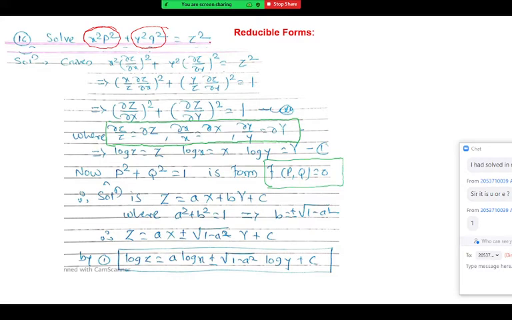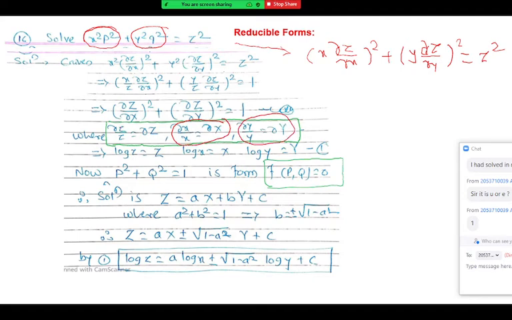Suppose this example can also be reduced to form 2, the p, q, z form. Suppose you are not interested in reducing it to form 1, what you can do is write it like this: (x ∂z/∂x)² + (y ∂z/∂y)² = z². Is it okay? We are not taking z on the left-hand side. Now we are going to use the substitution only for ∂x/x and ∂y/y. We are not going to use the other substitution.